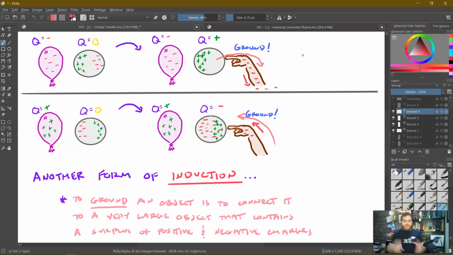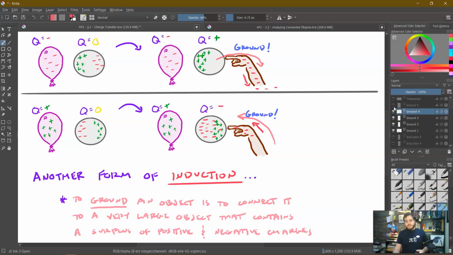grounding. To ground an object is to connect it to a very large object that contains a surplus of positive and negative charges. Now, we do contain such a surplus, but not a humongous amount. But typically speaking, we're pretty much touching the ground. So as long as we are fairly easily connected to the ground, so as long as you're not wearing, I don't know, platform shoes or standing on a chair or something, if you touch this sphere, you are close enough that those charges are going to go from the Earth to the sphere or back in the other direction.